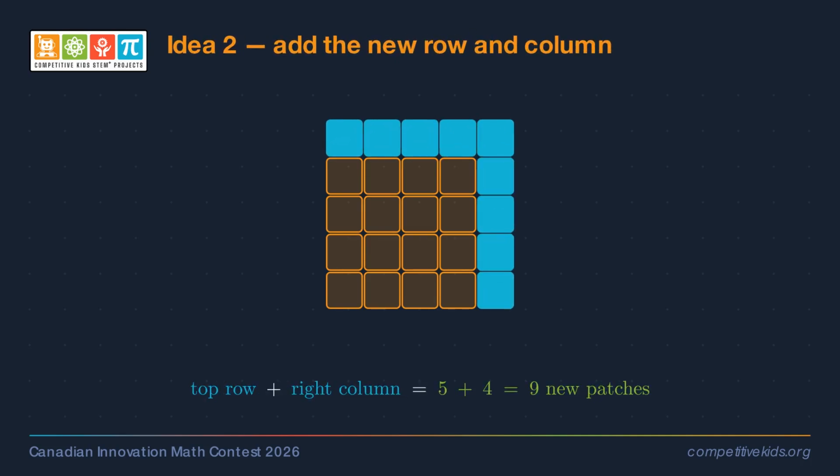The new top row has 5 patches all the way across. The new right column has 4 more patches below the top row. So the border adds 5 plus 4. That is 9 new patches.